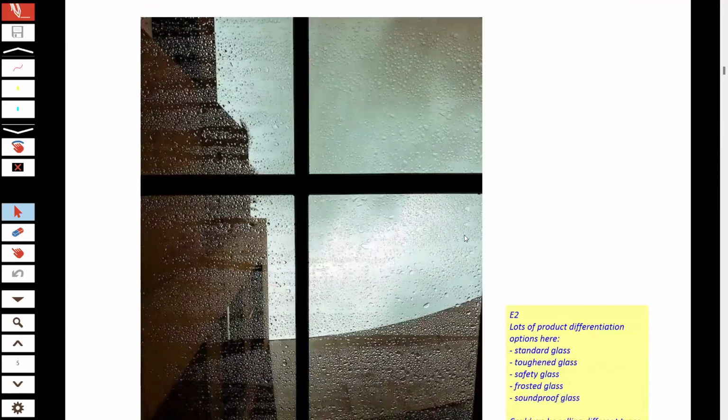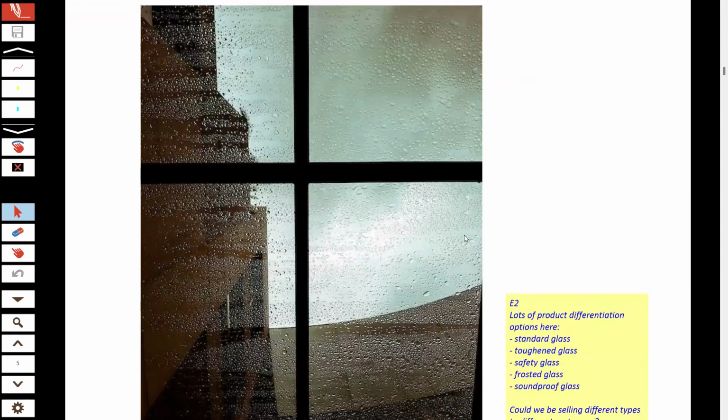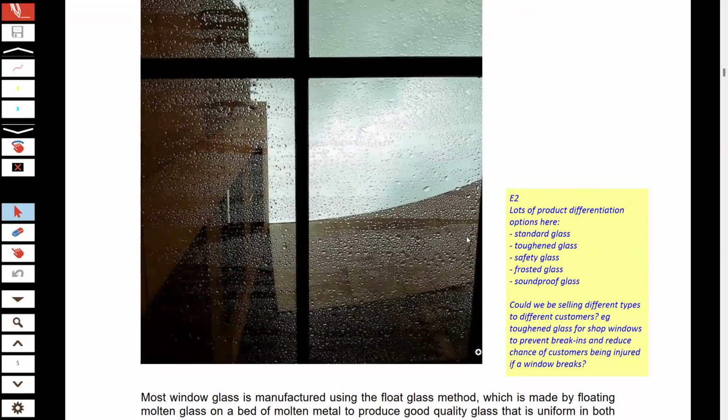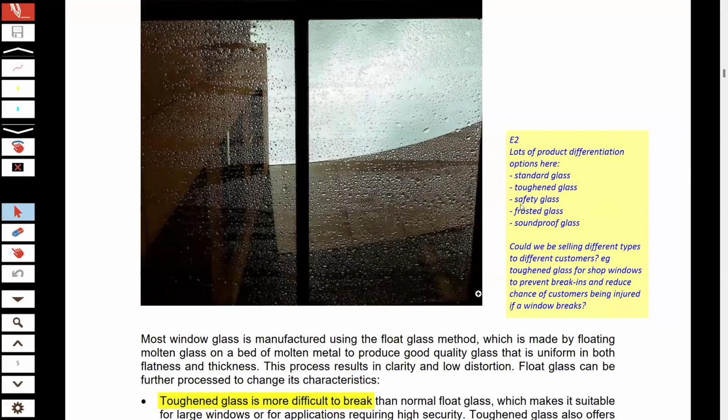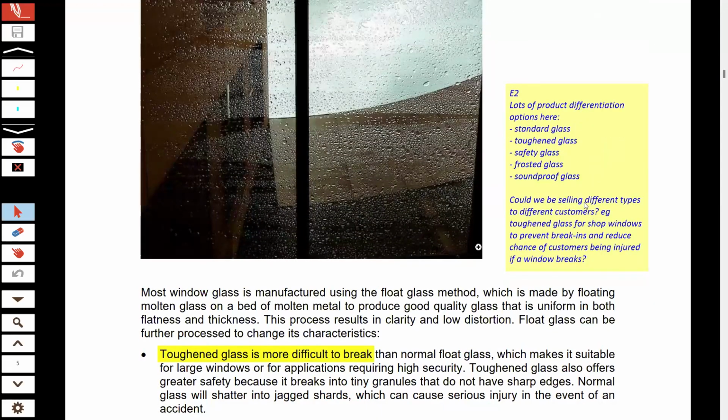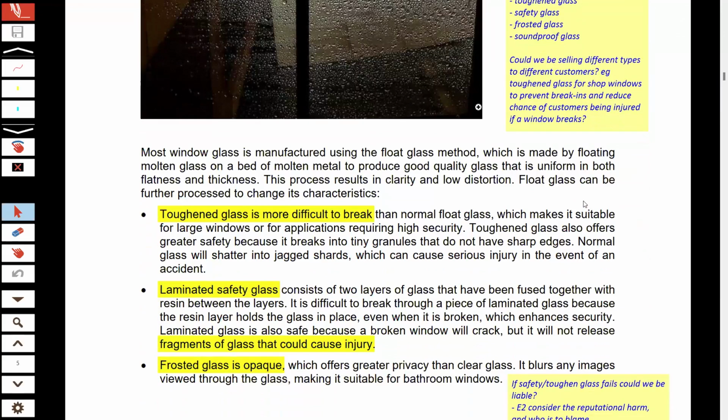Okay, so we've got a very large picture here of a window with condensation. And we've just sort of pulled together on the right a little list here of things we've already kind of come across, but it focuses a bit more on this page, which is there's lots of different types of windows that people want for different reasons. Standard glass, toughened glass, safety glass, frosted glass, soundproof glass. There's all types of reasons, drivers for purchasing of windows. And this page under that diagram is just pointing out a little bit more about some of those different reasons and different characteristics of these windows.